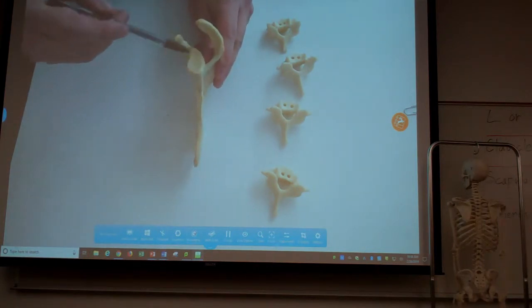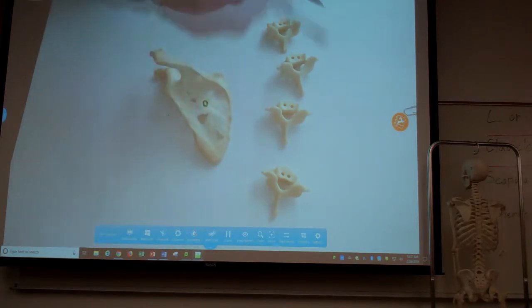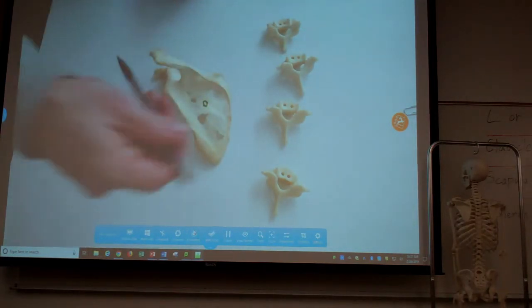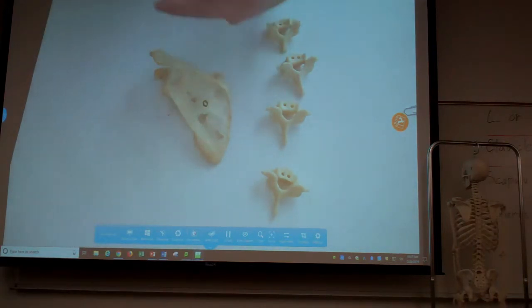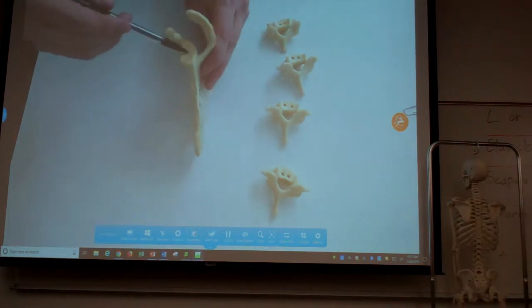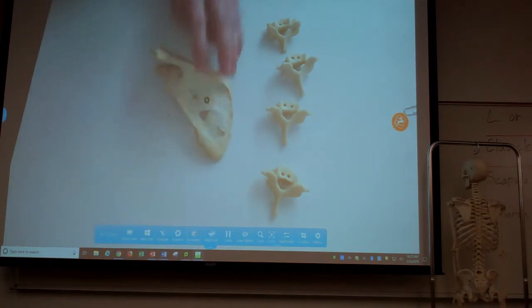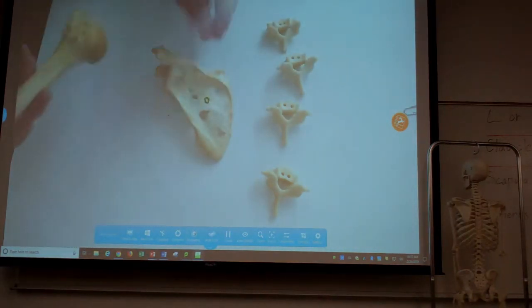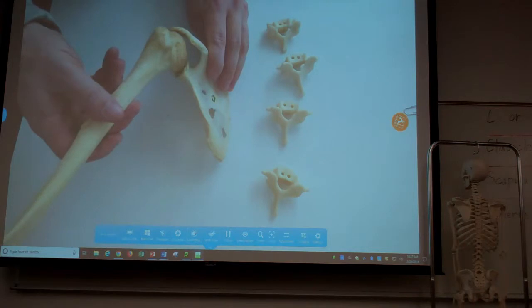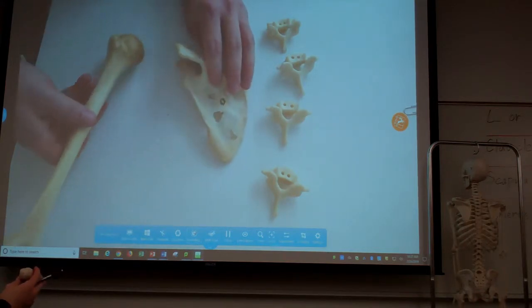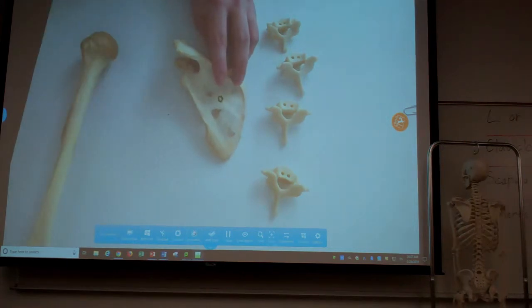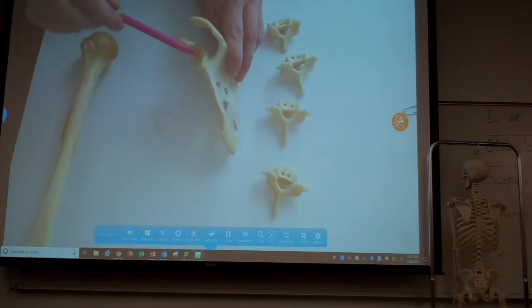Next up, we got the glenoid cavity. Notice, okay, we got our spine here. This is pointing laterally, going out to the side. And the glenoid cavity is important because your upper arm bone, your humerus, articulates with the scapula right here. So glenoid cavity here.